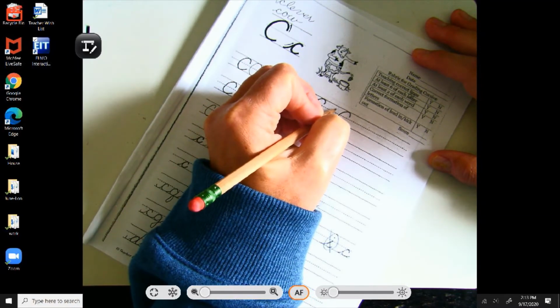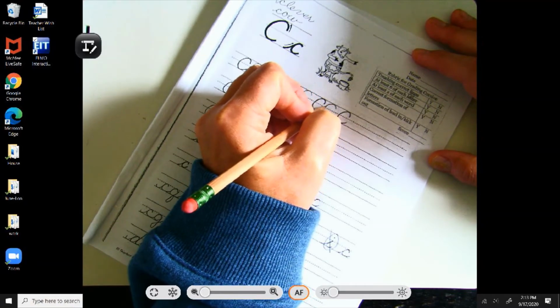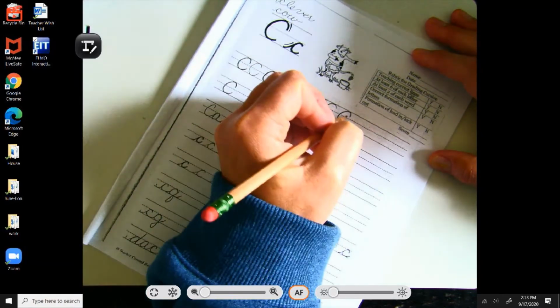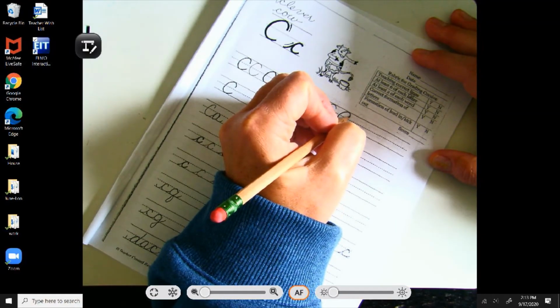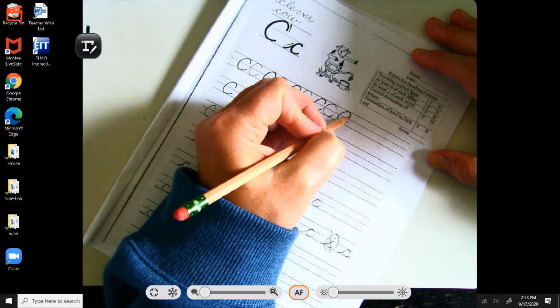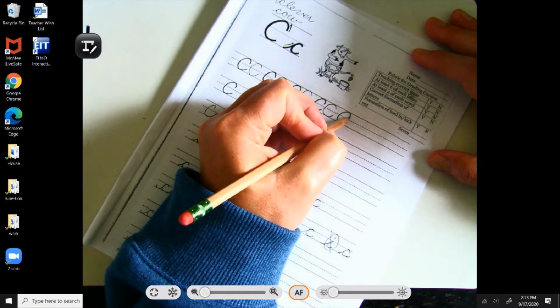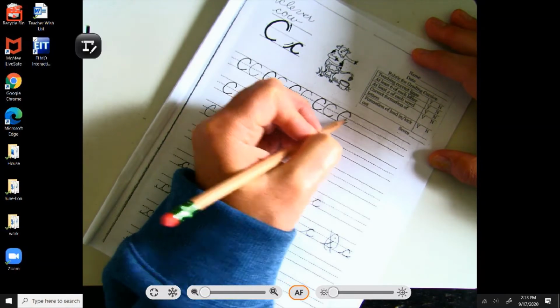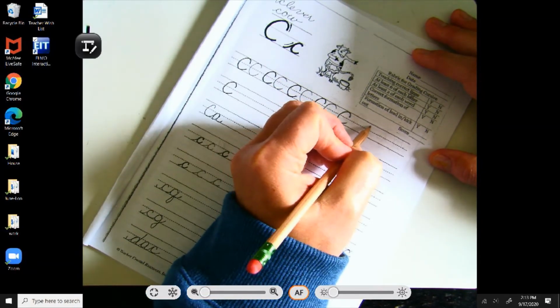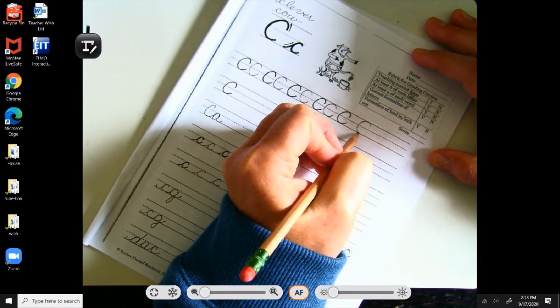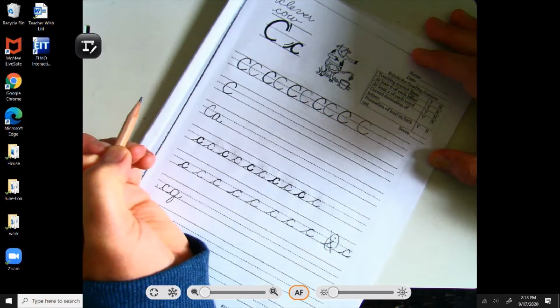Starting near the top line. Curve around. Kick out tail. Starting near the top line. One more trace and try. Starting near the top line. Curve around. Kick out tail. Starting near the top line. Curve around. Kick out tail.